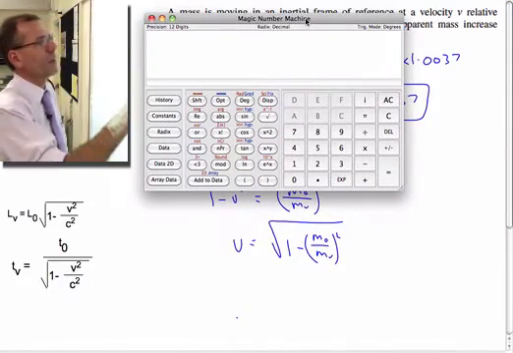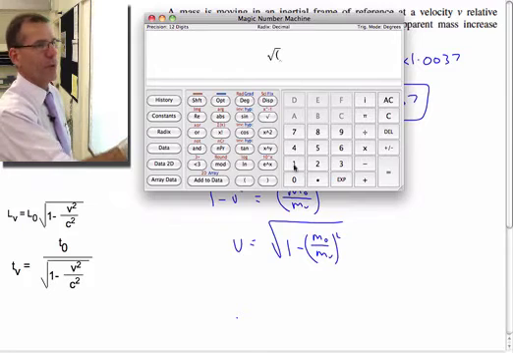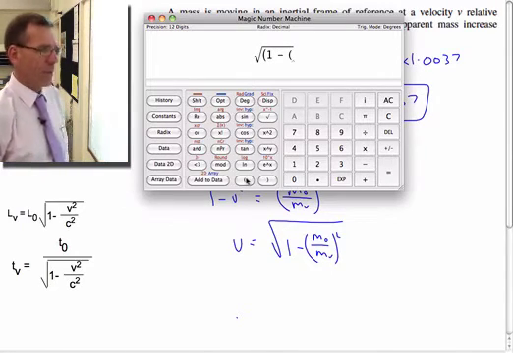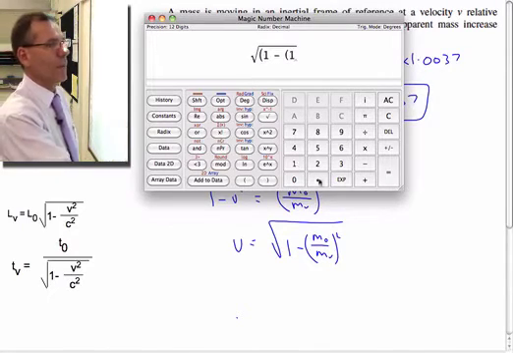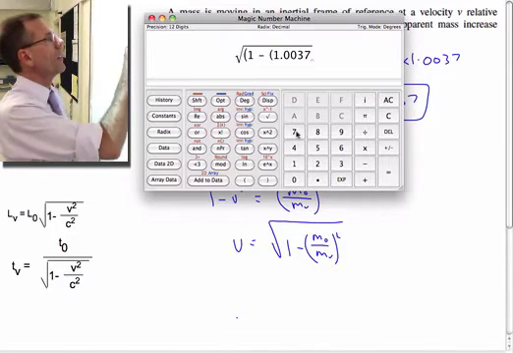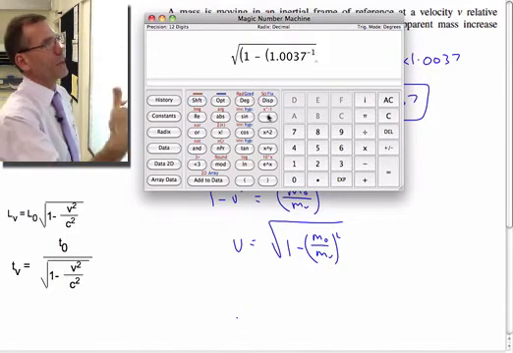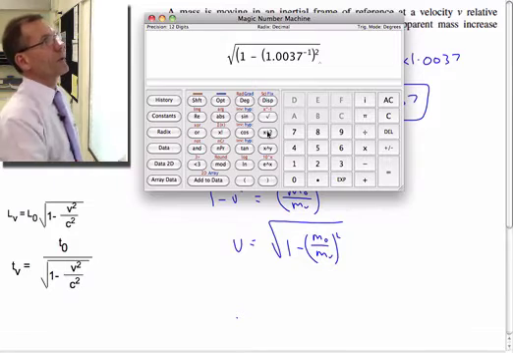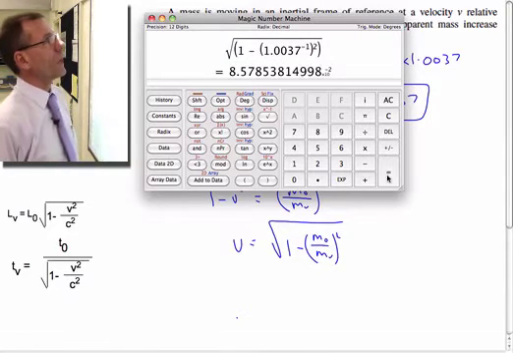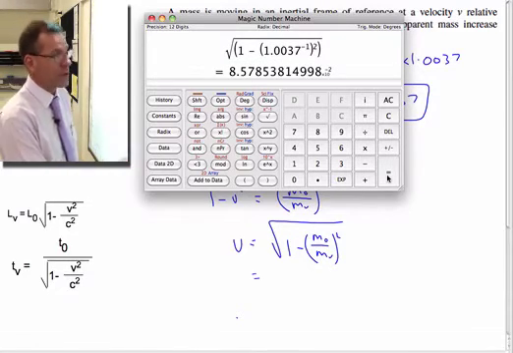So the velocity equals the square root of 1 minus, now it's 1.0037, but to the power of minus 1, because we want to take the inverse of that, and we want to square all of that. And that gives me my speed in terms of c.